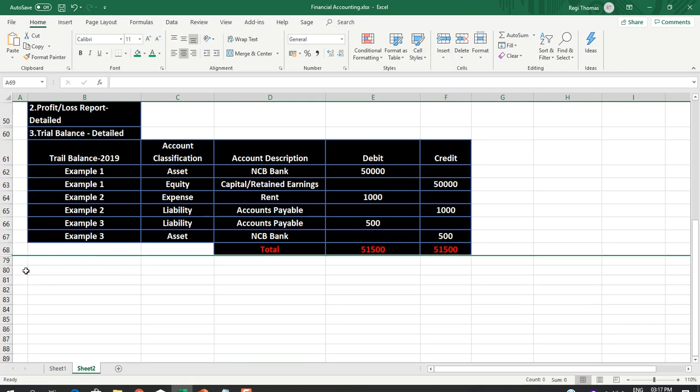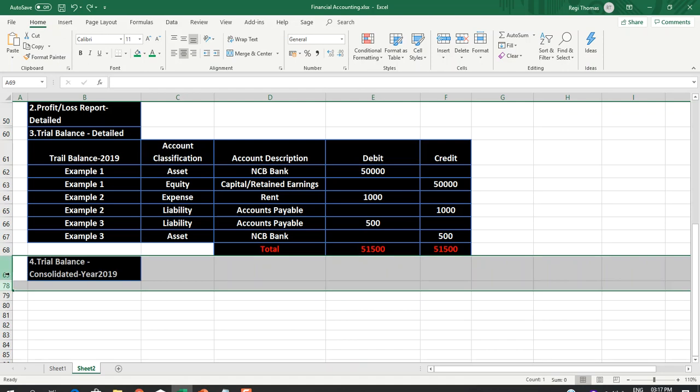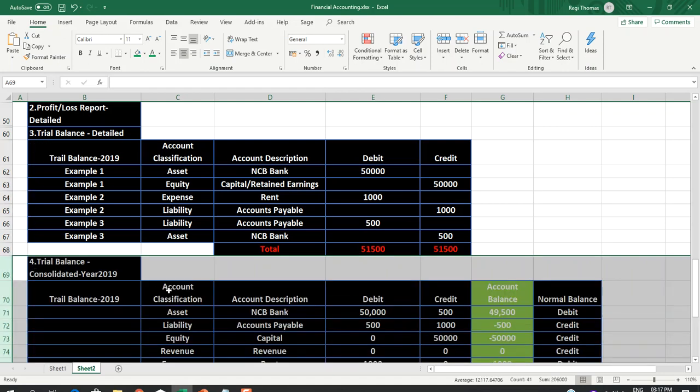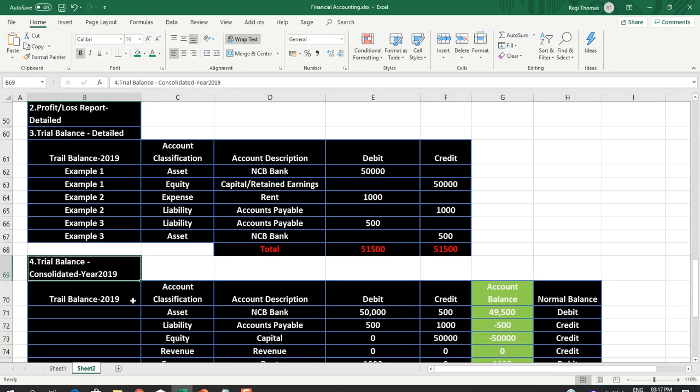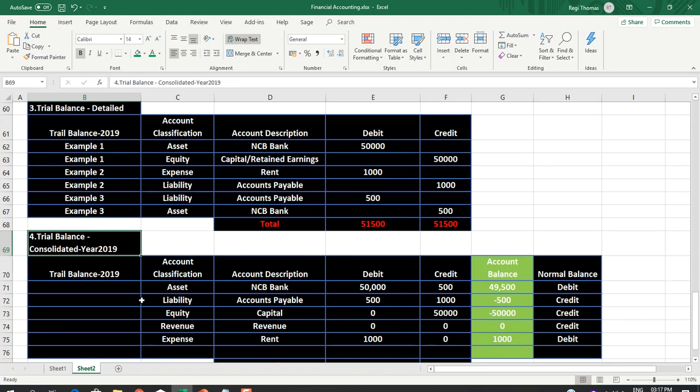I prefer to show this because only then can we understand the account balance concept. This is the consolidated report of 2019 for our transactions. There is asset, liability, equity, revenue and expense. When I talk about asset, you can see in my detailed trial balance that these two asset transactions happened. Here in this NCB bank, the debit side amount is here, and in this asset the credit side amount is there.